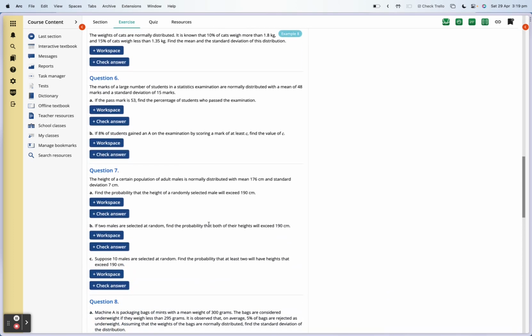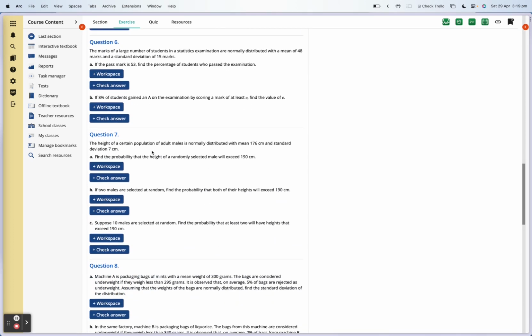And then say if we look at question 7 here, you're trying to find some probabilities. And then you've got if 2 males are selected at random, suppose 10 males are selected at random. So we've got some binomial distribution work happening here as well. So it's all a matter of doing as much practice as you can so that you can get a bit more fluent in solving these kinds of problems.